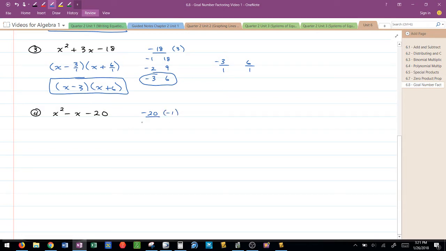Factors: 1 and 20, 2 and 10, 4 and 5. They have to multiply to give me a negative, so one of the terms has to be negative, and add to give me negative 1. That means the larger factor has to be negative. The one that works is 4 and negative 5. Divide them both by a, write it as a binomial, x plus 4 over 1, x minus 5 over 1. Simplify each fraction, x plus 4, x minus 5.